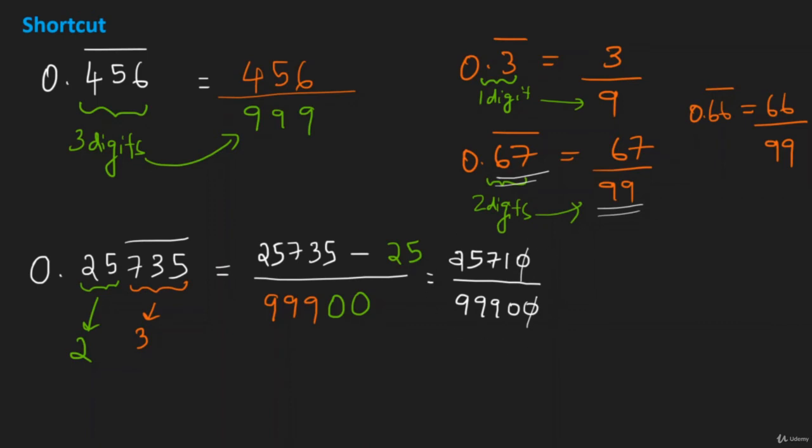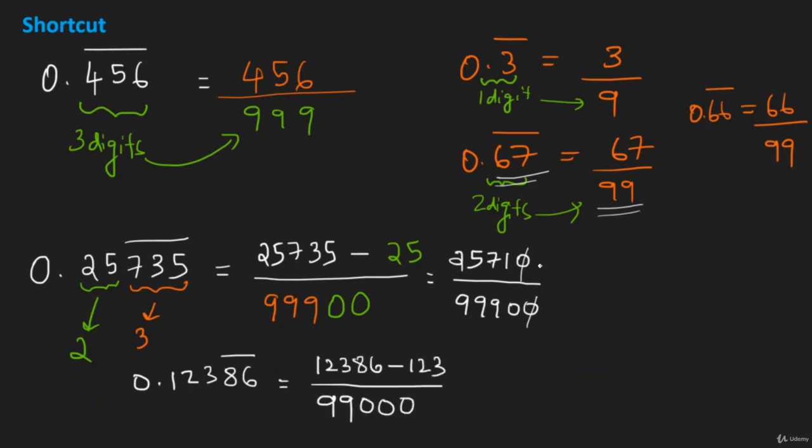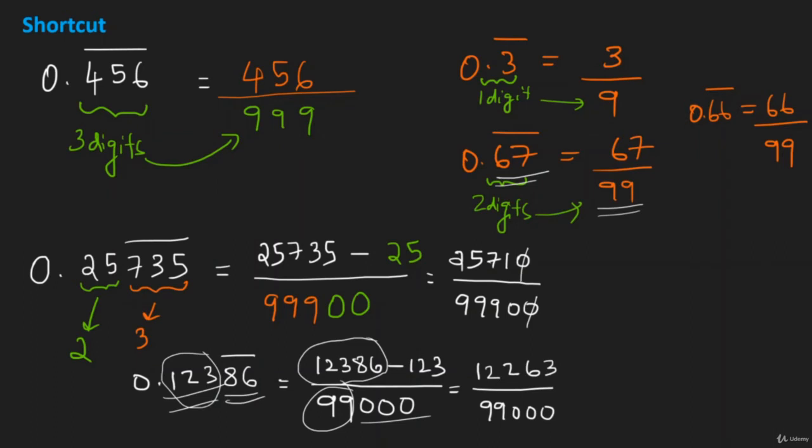Let's do one more question. If you want to do 0.12386 with the bar on top of 86, that would be equal to this much, right? You have 2 nines because 2 digits are repeating. There are 3 non-repeating digits over here, so you have 3 zeros. You write the whole decimal part over here, and you subtract the non-repeating part, which is 1, 2, 3. And if you do the calculation, your numerator will be 12263 and you have 99000 in your denominator, and this is of the form p by q.